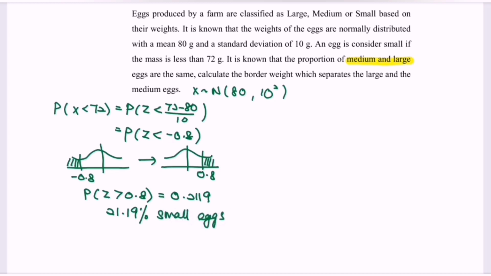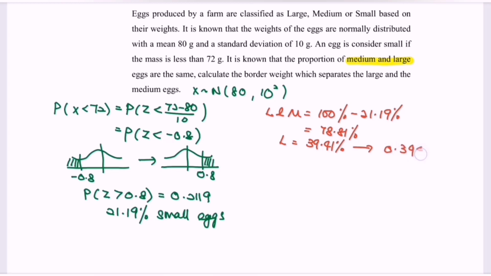In order to find the large and the medium, basically we have simple maths. So 100% for large and medium, we have 100% minus 21.19%. So we have the answer, which is 78.81%. If you refer to the highlighted part, they say the proportions of the medium and the large eggs are the same. So it means that we have to divide by 2. And focus on the large and medium. So we consider that the large eggs is 39.41%, or in the probability form 0.3941.